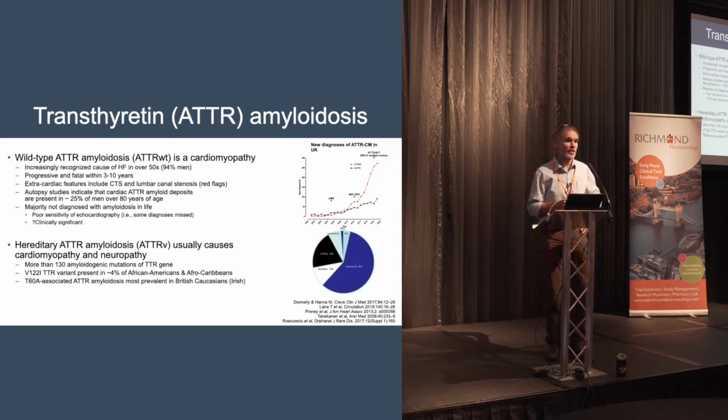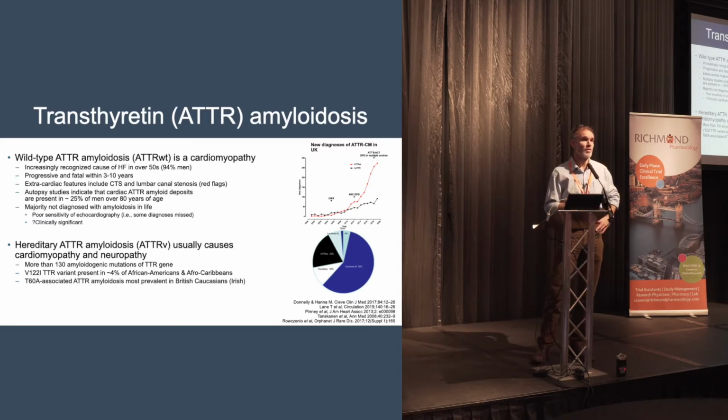Hereditary ATTR amyloidosis is associated with more than 130 mutations in the TTR gene. It's inherited in an autosomal dominant fashion, and it can be very, very similar to the wild-type disease, which is a predominant cardiomyopathy, although quite often it affects the nerves as well as the heart. And many of you have experienced some patients with neuropathy and cardiomyopathy.